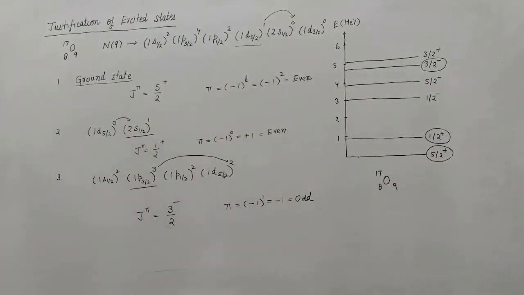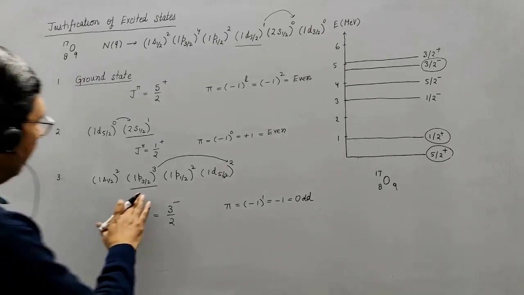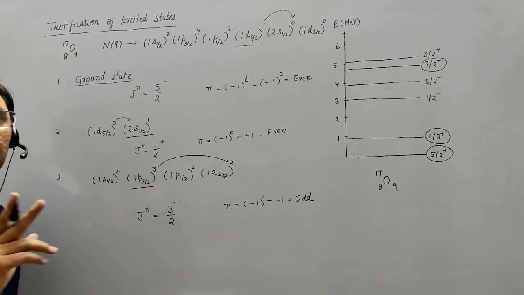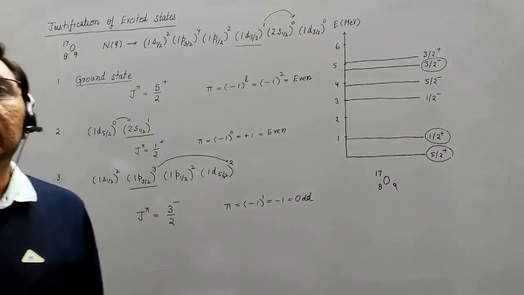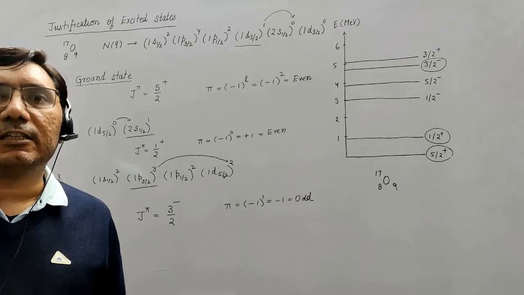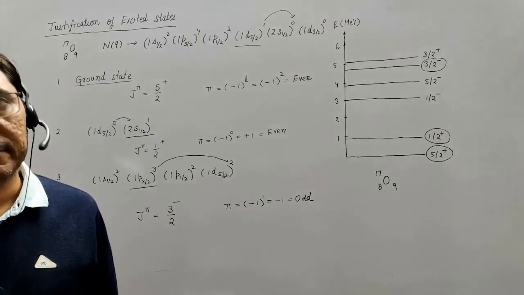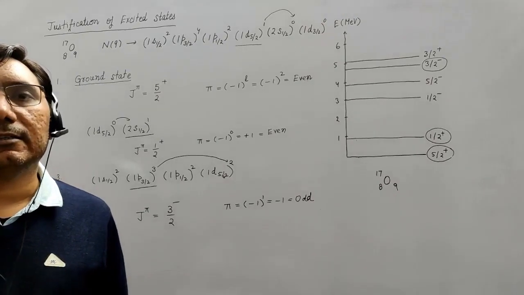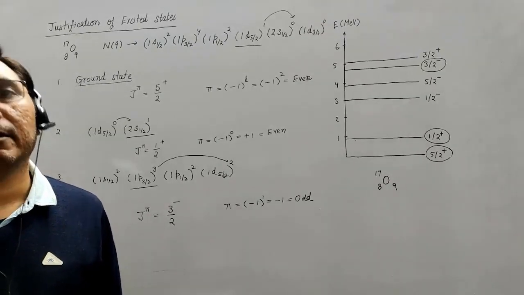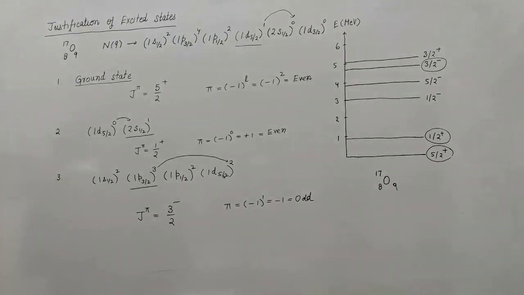Up to this point in this example, we have already found the ground state as well as two excited states. Here I just want to mention one thing. When you are breaking a pair of protons or a pair of neutrons, the energy required for breaking this pair will be roughly 2 MeV. Roughly 2 MeV of energy is always required to break a pair of protons or neutrons inside the nuclei. So you have to remember this fact.